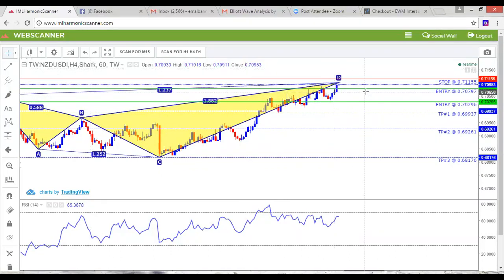Your duty is not to come and analyze. All you do is take what the Swipe said you should do. Stop loss is here. If you don't believe what the Swipe said, you can refer to the scanner and check for 4 hours New Zealand USD. You actually see a chart. You can see the stop loss at 0.7115. It tallies with what your phone told you.